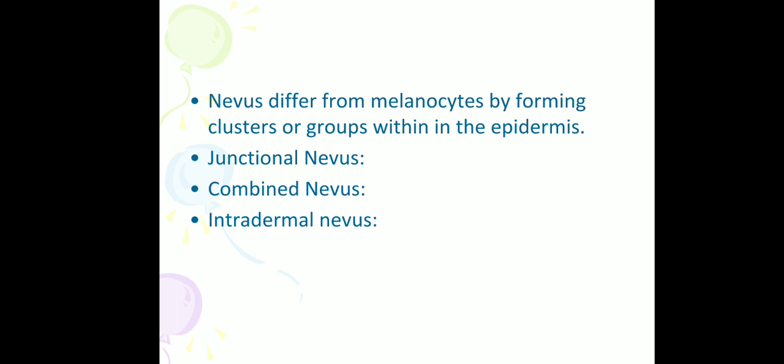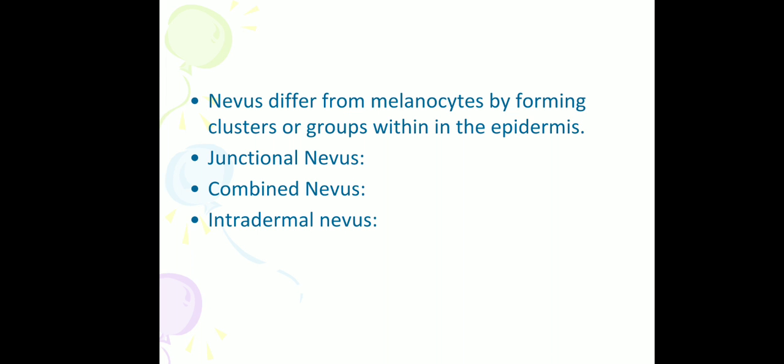Nevus differs from melanocyte by forming clusters or groups within the epidermis. There are junctional nevus, combined nevus, and intradermal nevus. In junctional nevus, there is junctional activity taking place, that is, the nevus cells lie along with the melanin pigment in the epidermal-dermal junction. The nevus cells form well circumscribed nests.